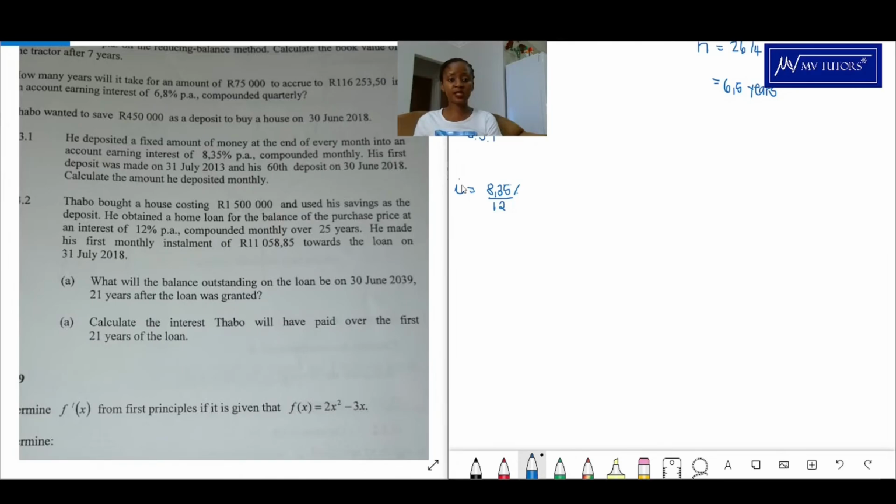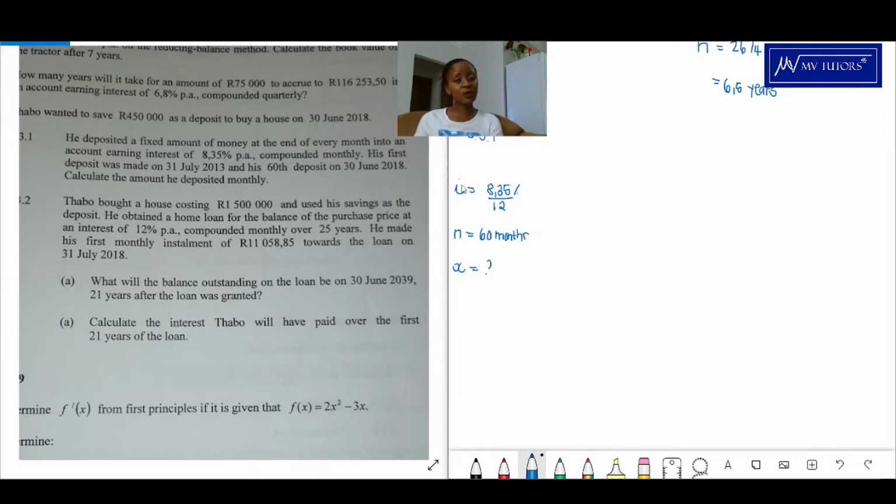His first deposit was made on the 31st of July 2013 and his 60th deposit on the 30th of June 2018. So I know that it is 60 months, right? Because he's doing it on a monthly basis. So then it will be 60 months, and we are compounding monthly. And then calculate the amount he deposited monthly. So we're basically looking for X.